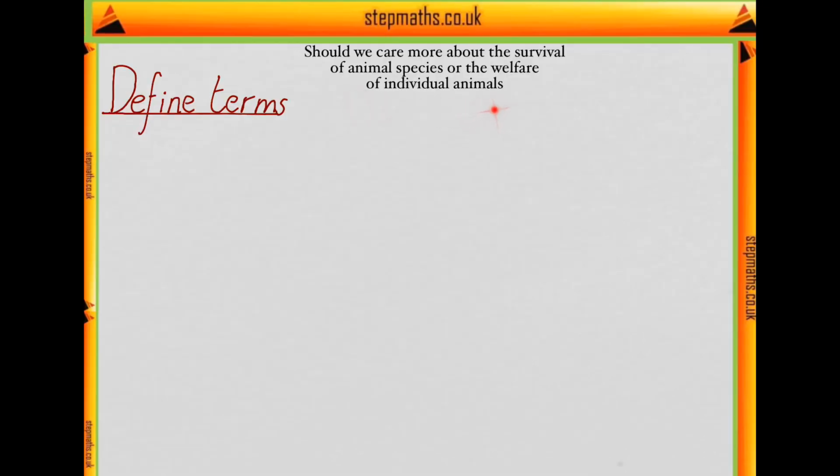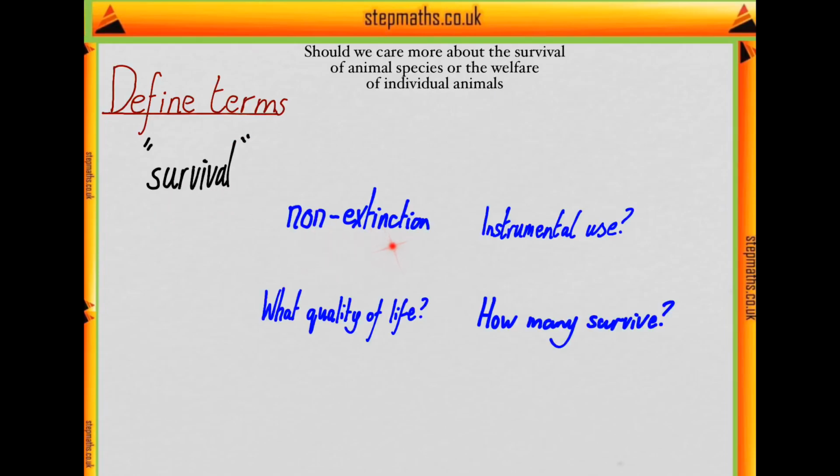In this question, what sort of terms do you think need a definition? Well, I'd go with survival. So are we talking about non-extinction? What about instrumental use? So are rhinos preserved in zoos? Would we call them surviving? What quality of life do these surviving species have? And what number of individuals, how many of the species survive? These are all questions we might want to consider.